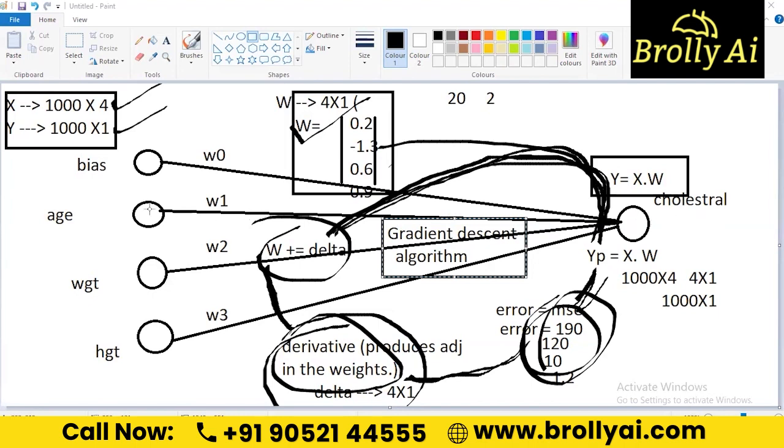Each variable has its own impacting force, impacting power, on the target variable. So these things are called slopes. Okay. So one hidden force will be there, that is called bias. So we named that bias as W0, slope of age as W1, slope of weight as W2, slope of height as W3. So what is the style of machine learning model learning?